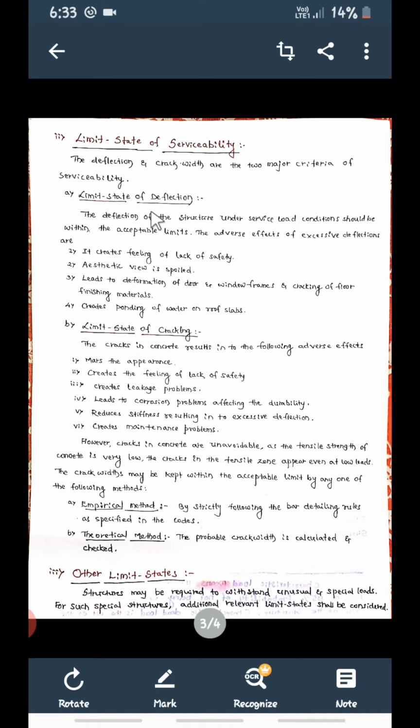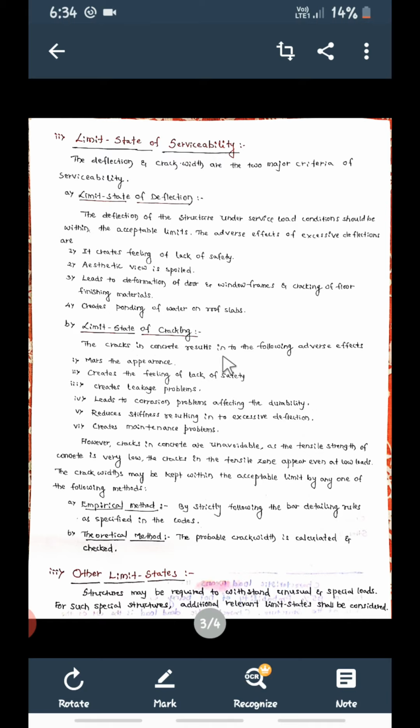Then next criterion is limit state of cracking. In serviceability, the second thing we have to consider is the limit state of cracking. Normally we see cracks in buildings, especially in concrete structures there will be cracking. The cracks in concrete result in the following adverse effects.